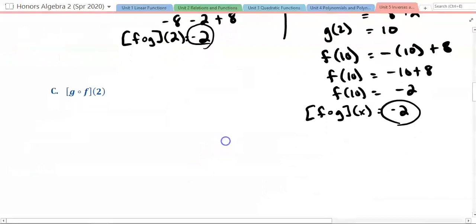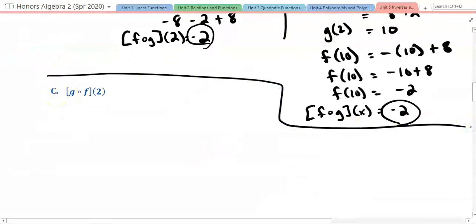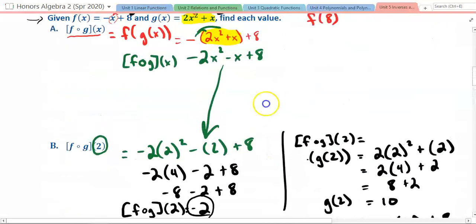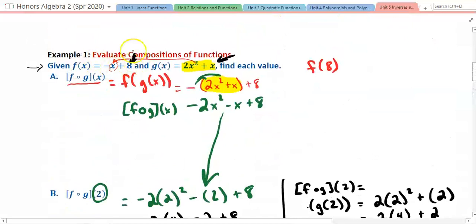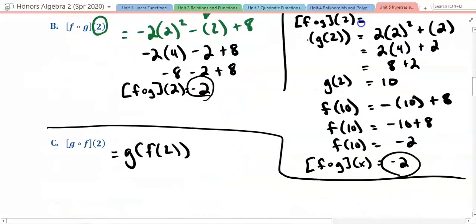So let's look at problem C here. g of f of x, or sorry, g of f of 2. So do you think it's going to come out to the same result that we got for f of g? Are these going to come out the same? Let's check it out. So again, I'm going to rewrite this as g of f of 2, so I understand which way I'm plugging this in. And so I'm first going to be substituting into the f function this time. So negative x plus 8.